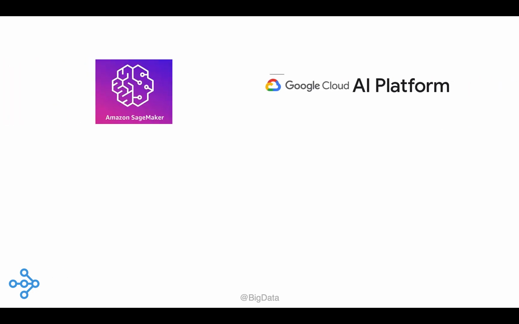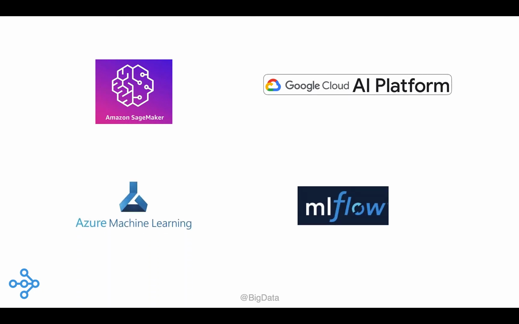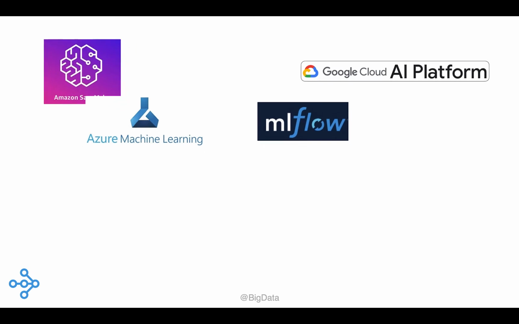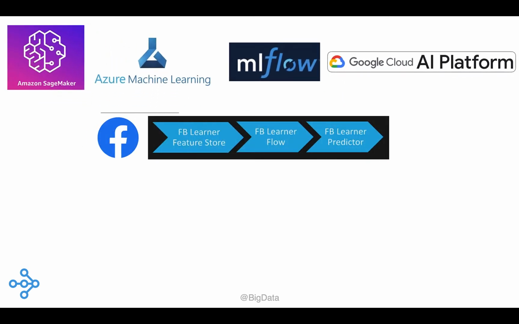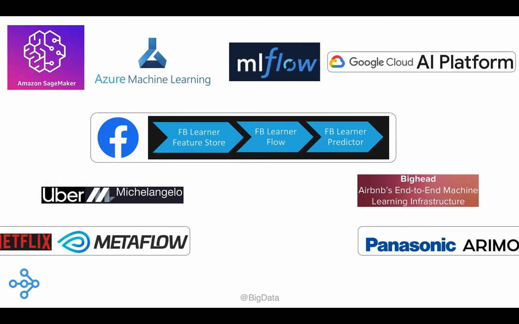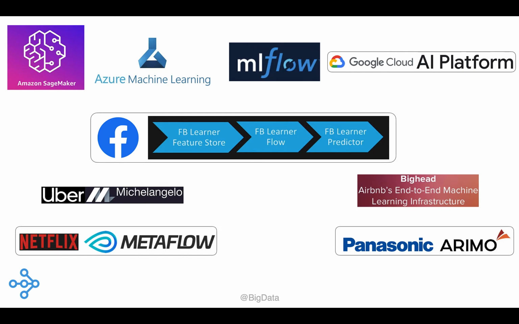As a result, more teams are looking for machine learning platforms. Startups and cloud providers are beginning to offer end-to-end machine learning platforms. Some companies are choosing to build their own machine learning platforms. Several companies, mainly in the technology sector, have shared detailed descriptions of their internal machine learning platforms. This includes Uber with Michelangelo, Facebook with FB Learner, and Airbnb with Big Head.